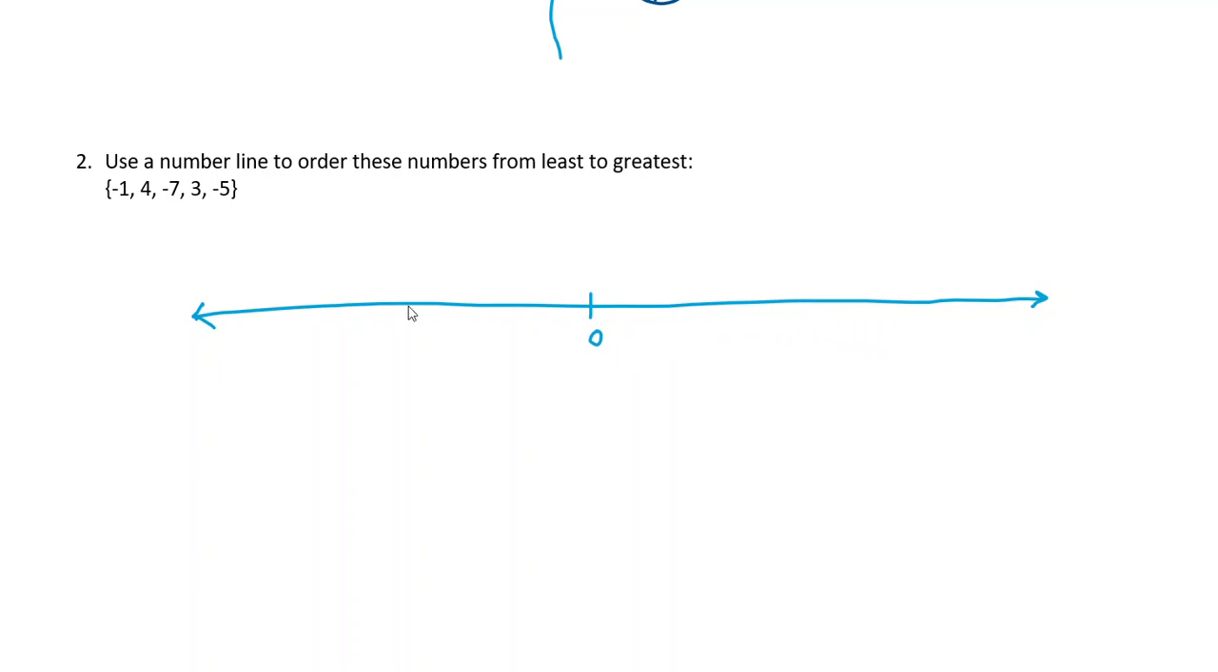And then typically, we'll look at the numbers we're going to graph, and we're going to say, okay, what size number line do we need? What units do we need? And here we've got some positive numbers, 4 and 3, some negative numbers all the way down to -7. So we need to go at least to -7 and at least to +4. So I'm going to count 1, 2, 3, 4, 5, 6, 7, 8. All right, that's enough on the positive side.